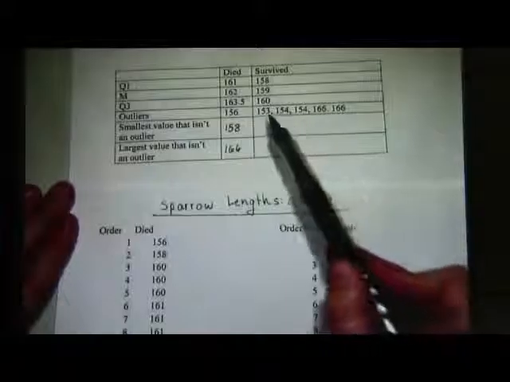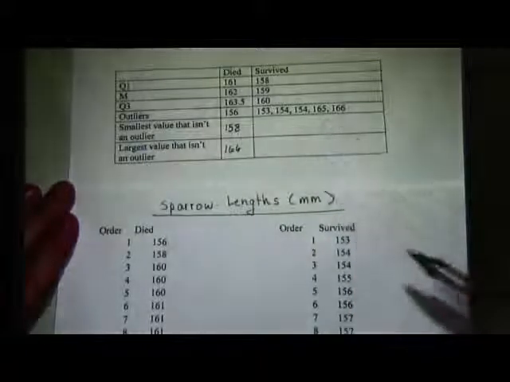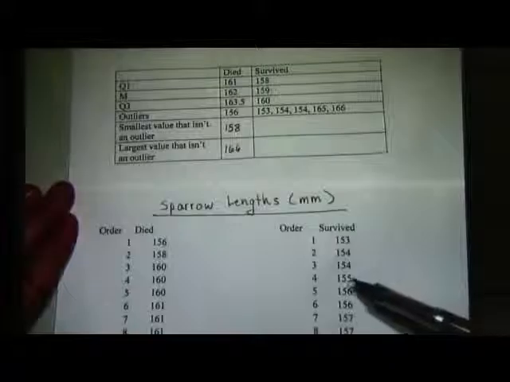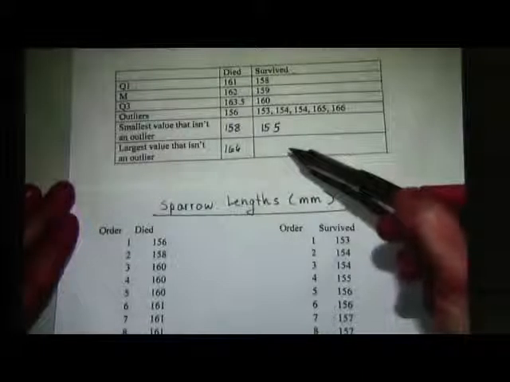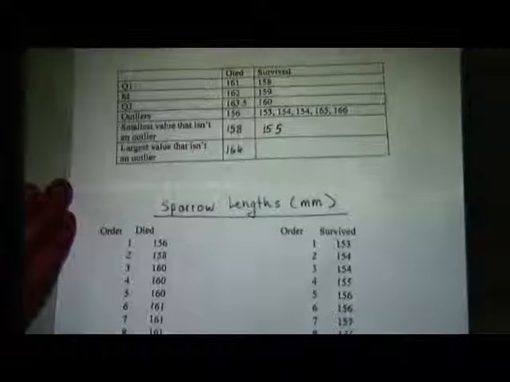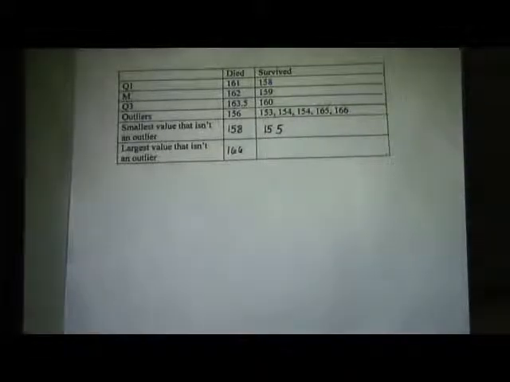For the group that survived, we had 3 outliers on the lower end. And so we see that the smallest value which isn't an outlier here is 155. For the largest value that isn't an outlier, let's look at the upper portion of this distribution for the greater values. We have outliers of 165 and 166, and so the largest value that isn't an outlier is 163.